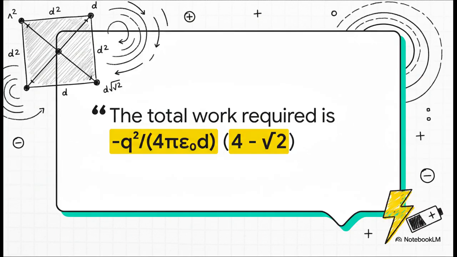So how on earth do we arrive at this final answer? Well, it's back to our bookkeeping. We have to find and sum up the energy for every single unique pair. Let's count them. You've got 4 pairs along the sides and 2 pairs across the diagonals. That's 6 pairs in total. You just have to carefully calculate the energy for each one, remembering the side lengths are d and the diagonals are d times the square root of 2. Add them all up, do a little algebra, and voila, you get this expression.